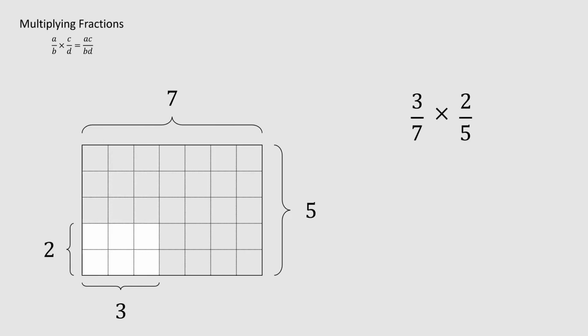What we're left with is the product of the two fractions. You'll notice that the number of pieces in the highlighted portion is 3 times 2, the product of the numerators, and the total number of pieces is 7 times 5, the product of the denominators. And our final answer is just the ratio of these two numbers.